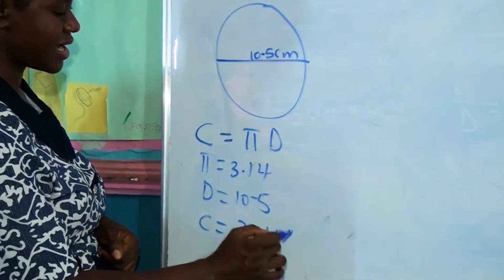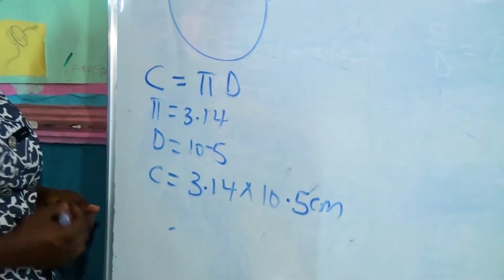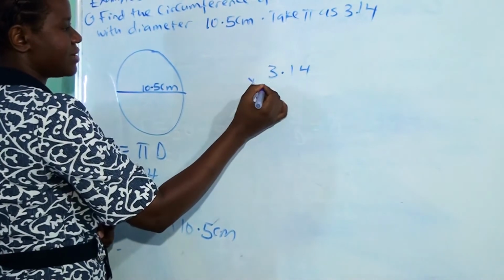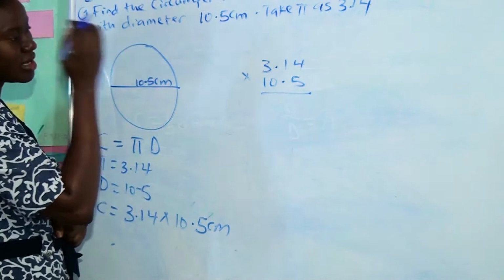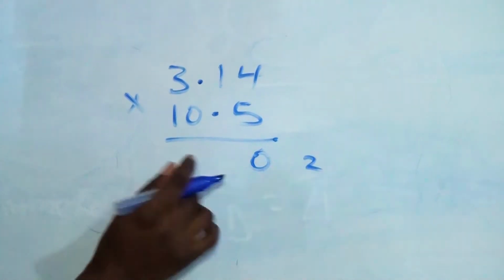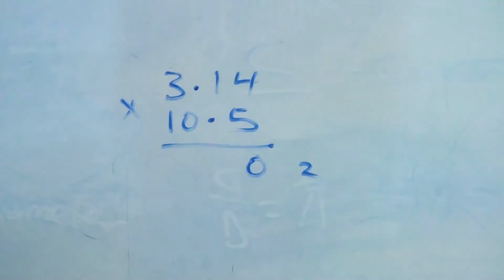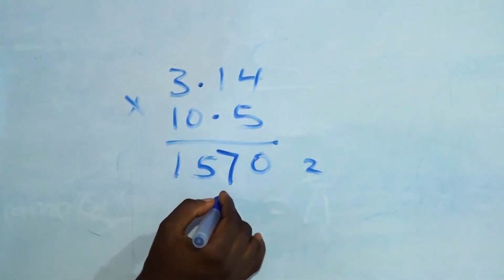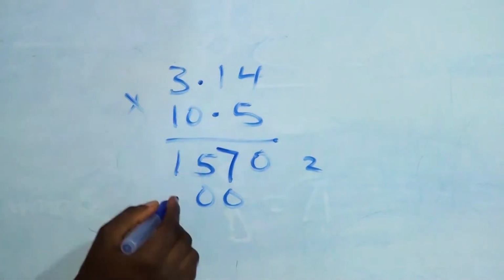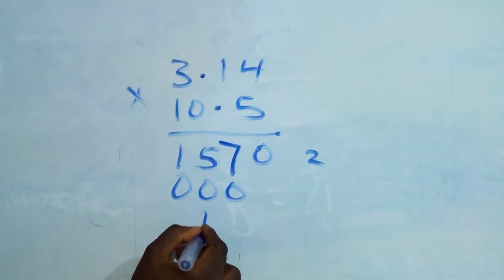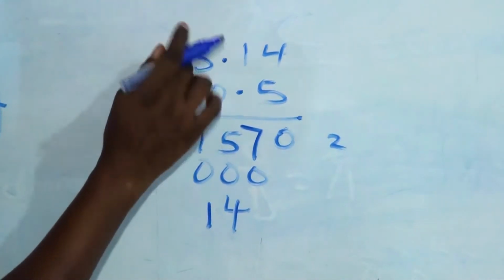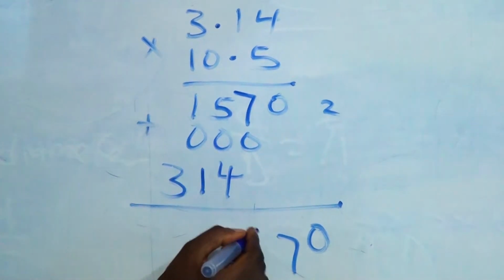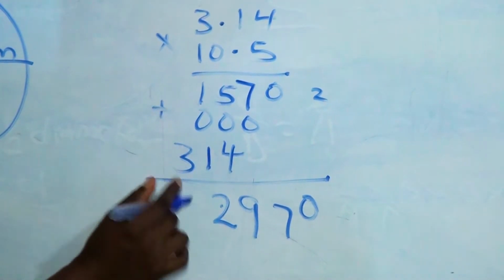3.14 times 10.5 centimeter. 3.14 times 10.5. All right. 5 times 4 is 20, right? 0 leave 2. 5 times 1 is 5 plus 2, 7. 5 times 3 is 15. Okay, 0 times 4, 0. 0 times 1, 0. 0 times 3, 0. 1 times 4 is 4. 1 times 1 is 1. And 1 times 3 is 3. So we add up 0, 7, 5 plus 4, 9, 1 plus 1, 2, and 3.